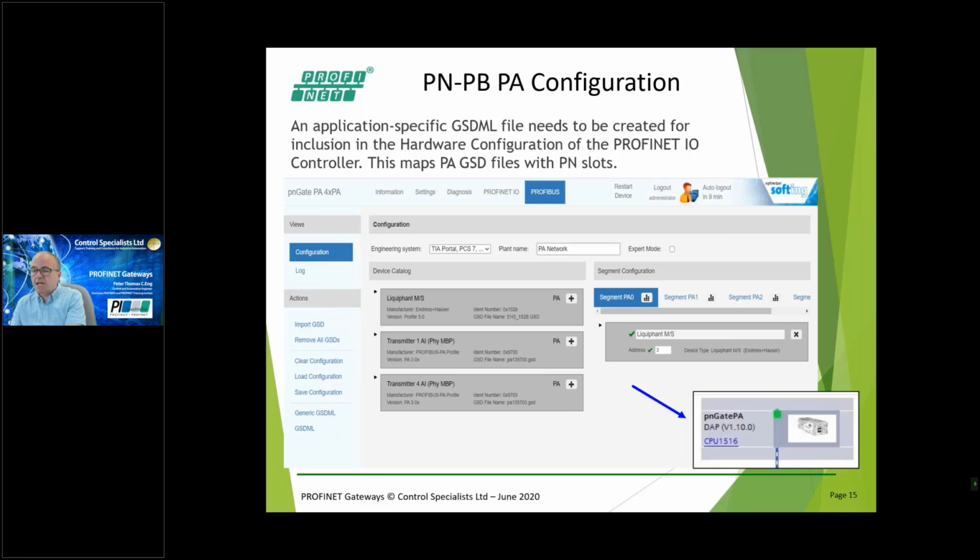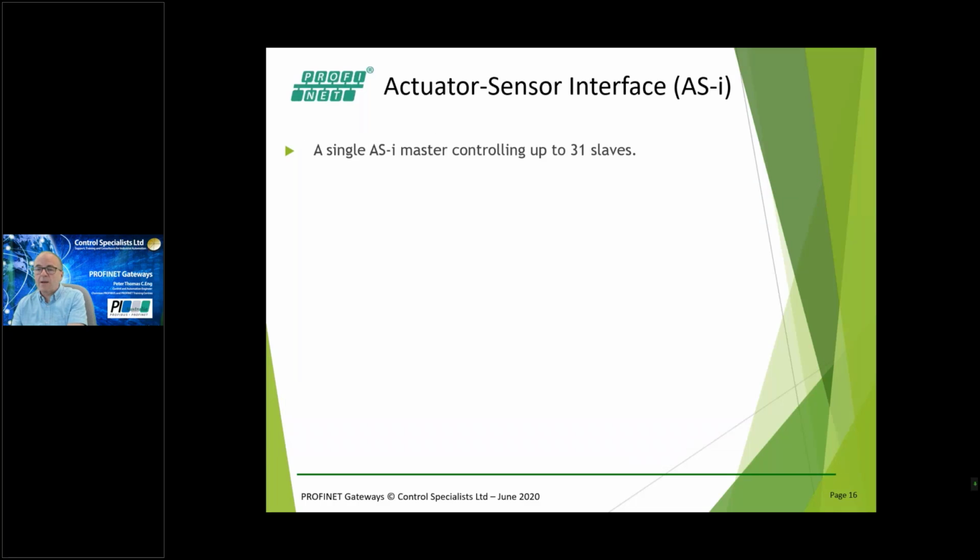So there's our GSDML file that it creates, and we bring that into our network. Very, very straightforward, and that's it. There's nothing to do now on the PA side. That device that we were looking at a minute ago is able to support 4 separate segments. So quite straightforward to set up.